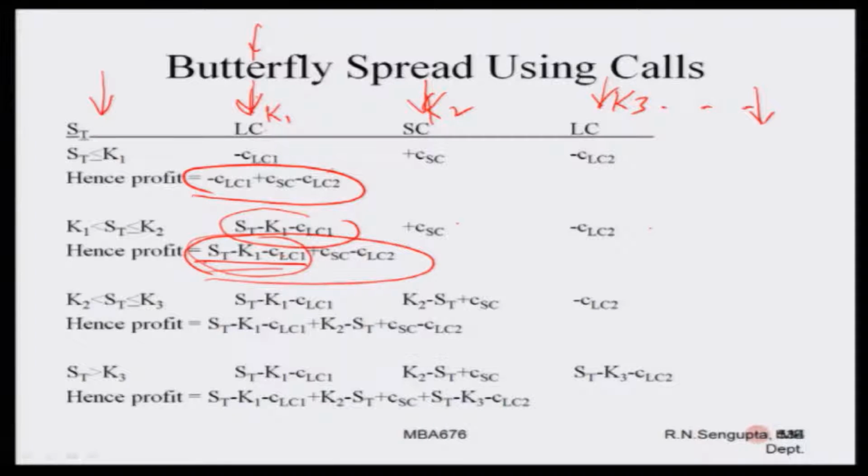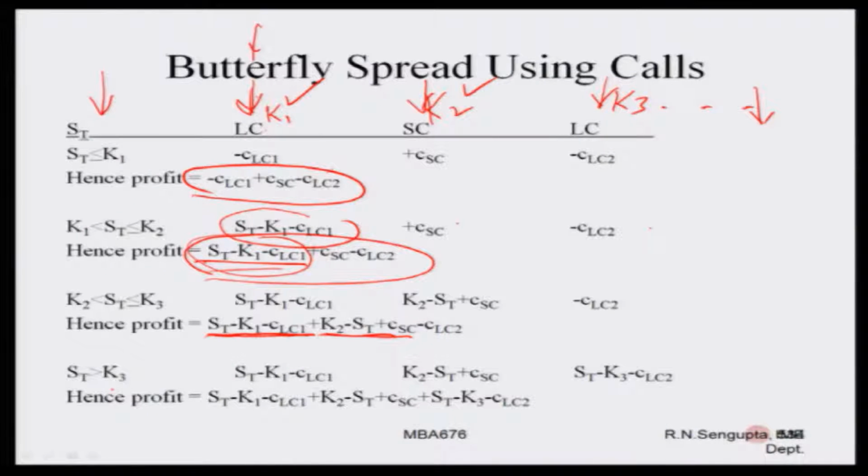Now, as you move to the next higher level, when ST is between K2 and K3, what does it mean? The first long call will be activated, and the short call will be activated, while the second long call would not be activated. Hence, the profit would now be: the first portion is for the first long call, the second is for the short call, and the long call 2 remains as it is.